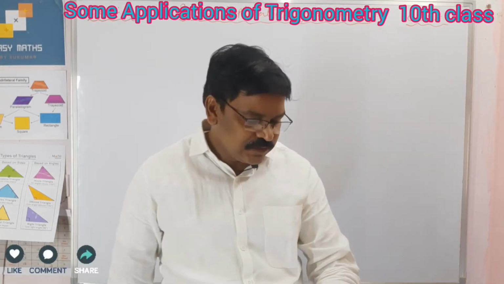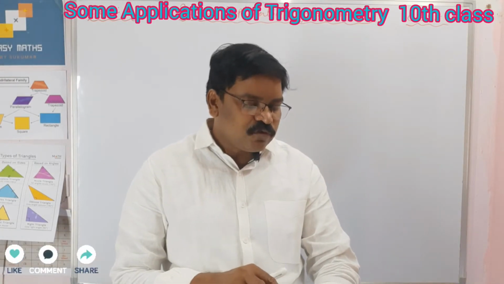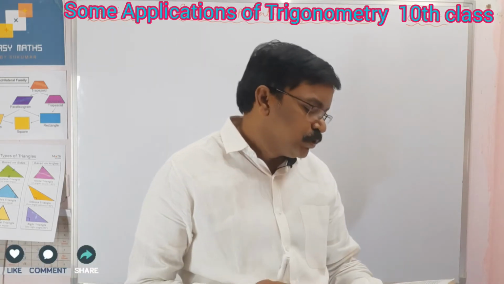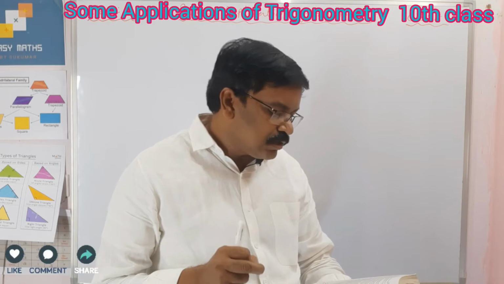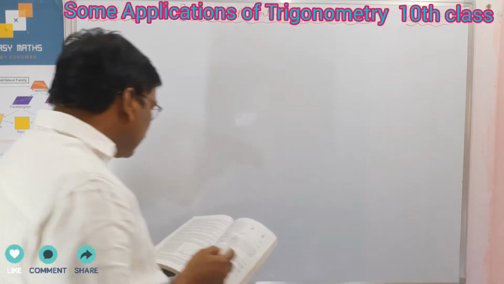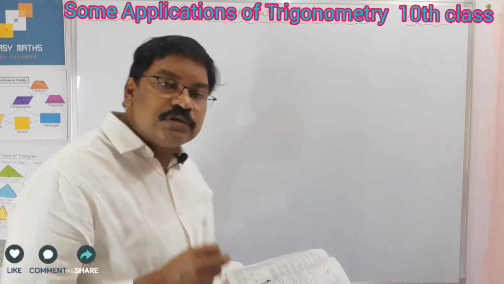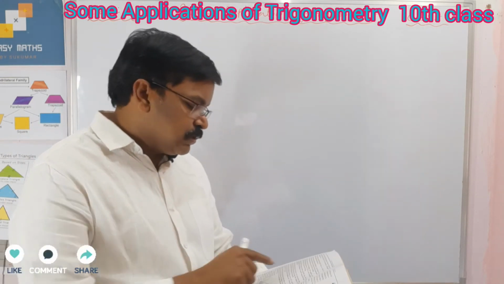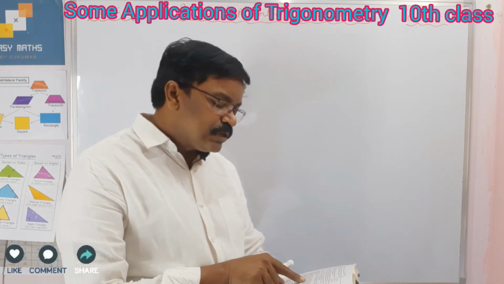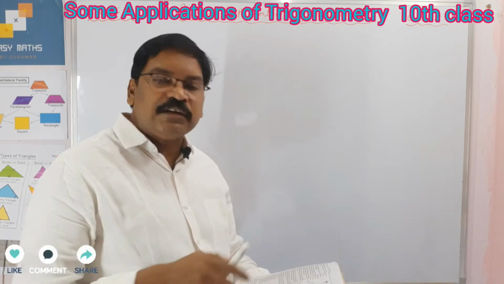Welcome back to my class. Eighth question in exercise 9.1. A statue 1.6 meters tall stands on the top of a pedestal. From a point on the ground, the angle of elevation of the top of the statue is 60 degrees. And from the same point, the angle of elevation of the top of the pedestal is 45 degrees. Find the height of the pedestal.